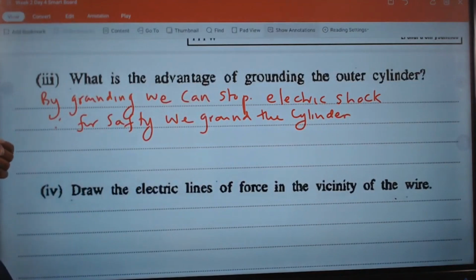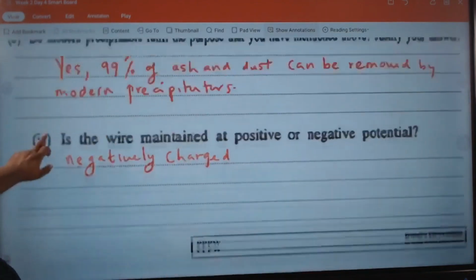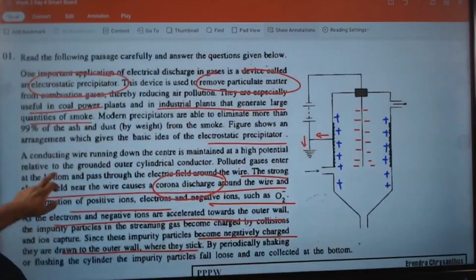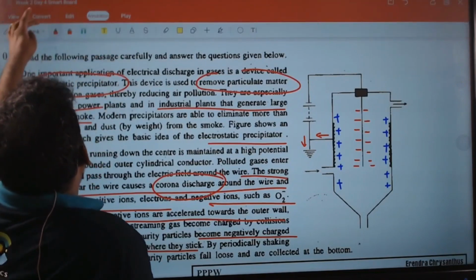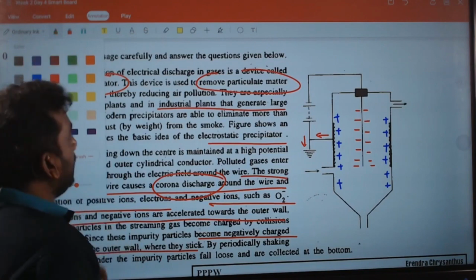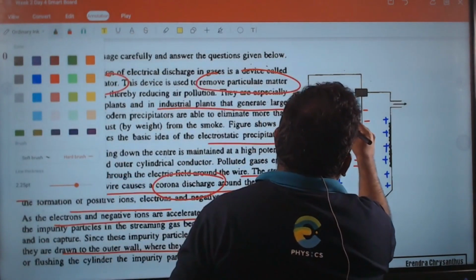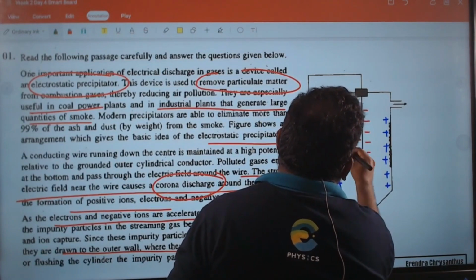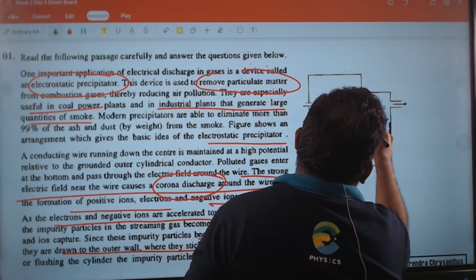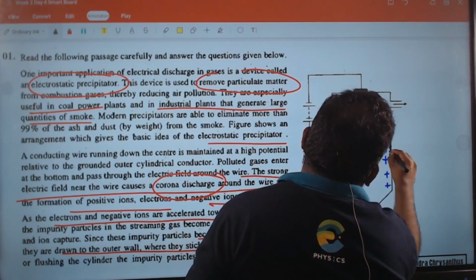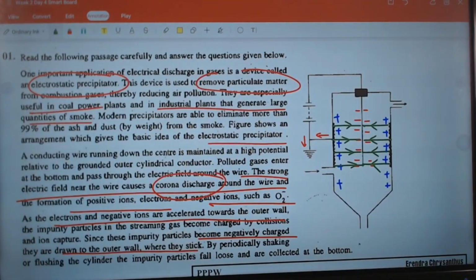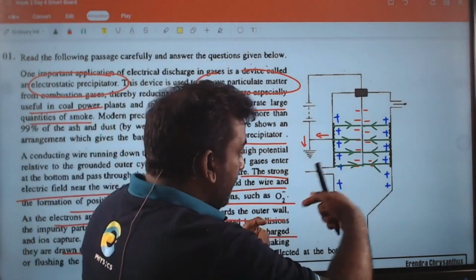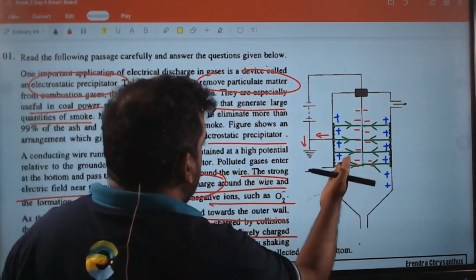Draw electrical lines of force in the vicinity of the wire. So I'll go back to the picture. I'll draw here. There you go. Electric field lines, positive to negative, perpendicular to the surface. These are cylinders, so radial electric field lines, but the 2D version is this. Right.